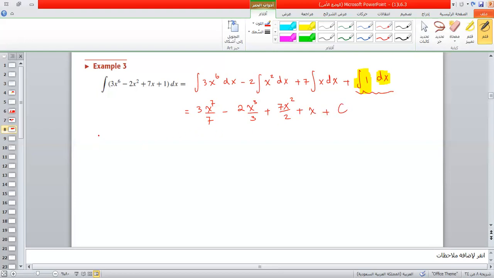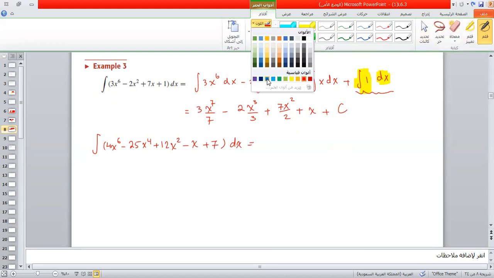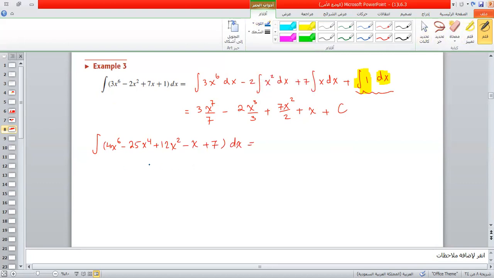Okay, let's take one more example. If we have, guys, 4x to the power of 6 minus 25x to the power of 4 plus 12x squared minus x plus 7, we would like to find the integral or the antiderivative of this function. 4x to the power of 7 over 7.